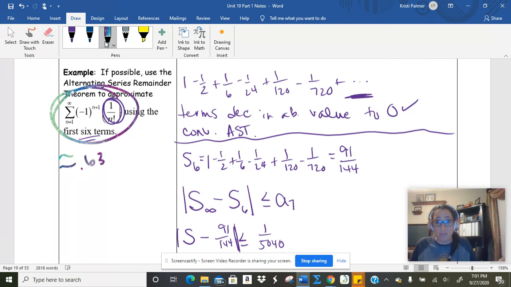But that's pretty cool that you can find what that series is going to be close to just by this error bound, just by looking at the 6th partial sum here, and only going out to the 7th term to help with the error.